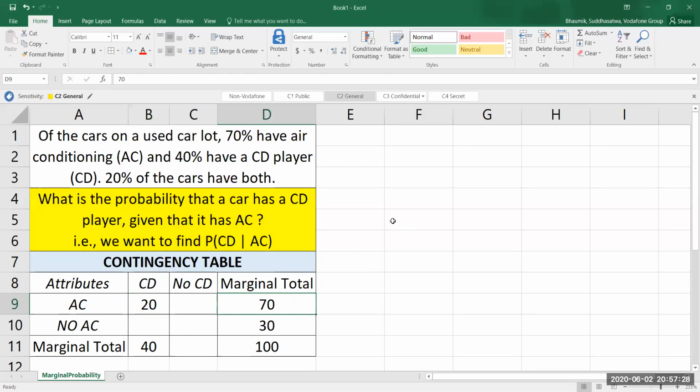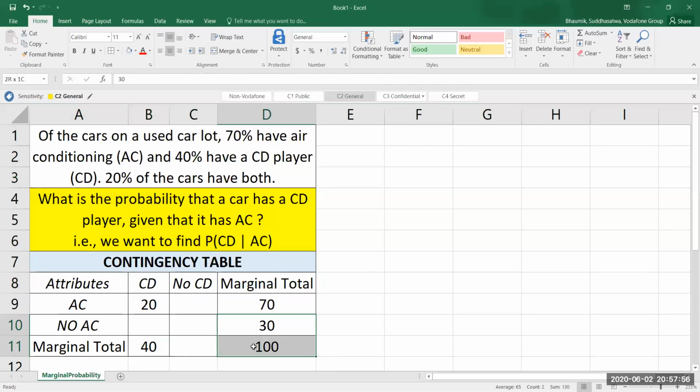This is called a marginal total. Why is this a marginal total? I don't yet have clarity as to out of that 70%, how much has a CD and how much has not got a CD, and so on. That is the reason why this column is called marginal total, because I know something about this total, but not everything. Then I have another number which says 40% have a CD player. So 40% have a CD player can come over here.